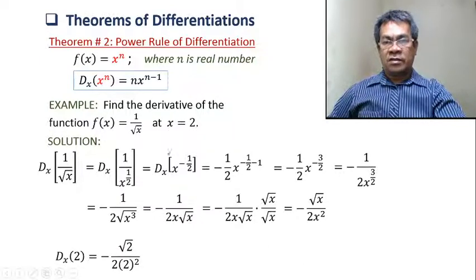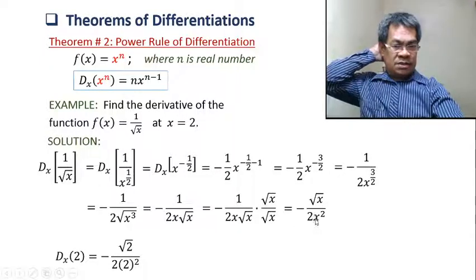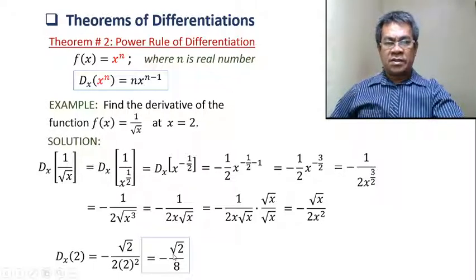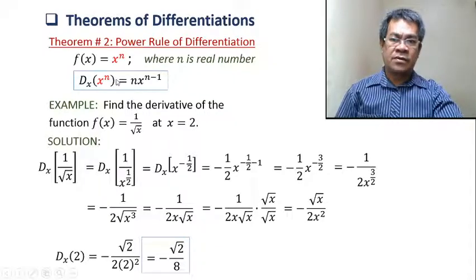Now take note, this is not the answer because we are asked to find the derivative at x equal to 2. So all you need to do is to substitute the value of x here. Replace x with 2, and the answer is negative square root of 2 divided by 8. And this is the answer. Okay, that's it. So the theorem was actually applied. By the way, before using the power rule, always examine the function, because sometimes a function can be transformed into a power rule form. So use your algebra. Without your algebra, you cannot solve this one.